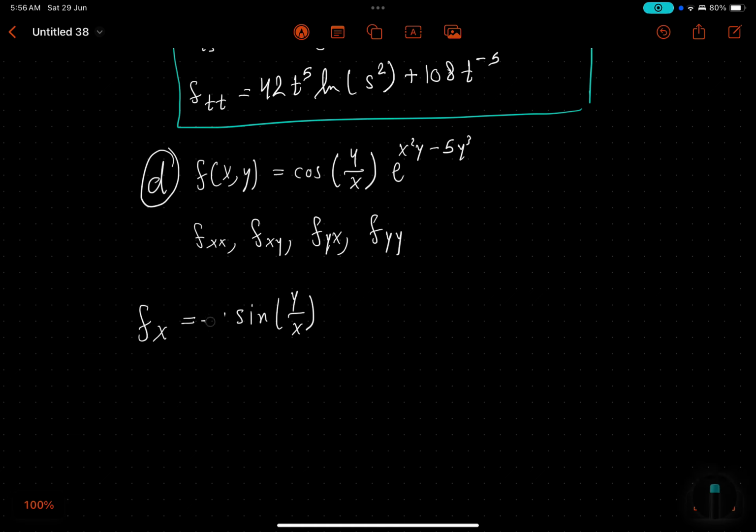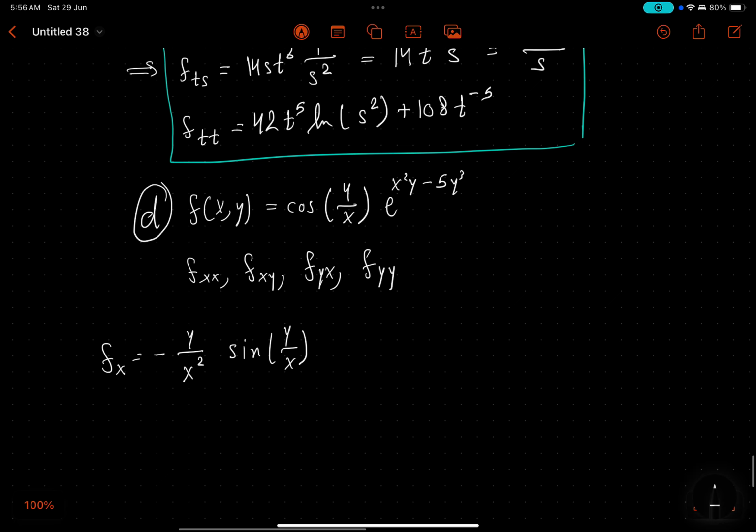Actually, applying the chain rule will give us negative y over x squared. And then the negative sign is from differentiating cosine. This gives us the negative sign, and then the chain rule, x to the negative 1, negative, and then 1 over y over x squared. And then we multiply it by e to the x squared y minus 5y to the 3.